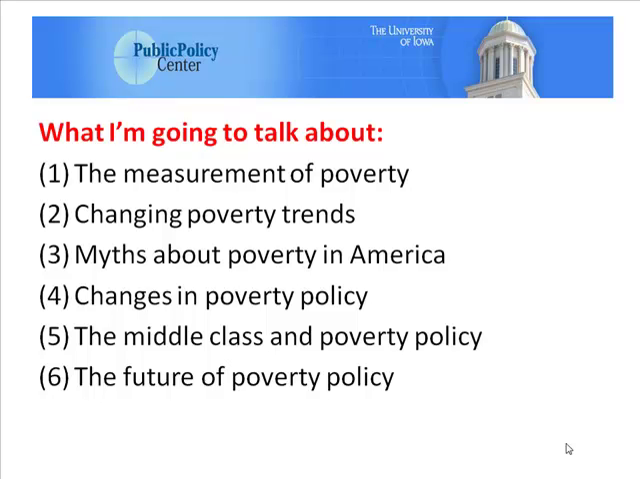Just kind of an outline of what I'm going to do here. I'm going to talk about the measurement of poverty briefly, changing poverty trends, myths about poverty in America, some of which seem to be long-standing and very persistent, a brief discussion of changes in poverty policy, a couple of observations about the relationship between the middle class and poverty policy, and then finally I'll say a few things about the future of poverty policy, and then it'll be time for me to sit down.